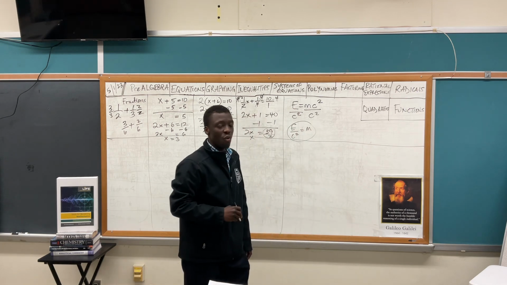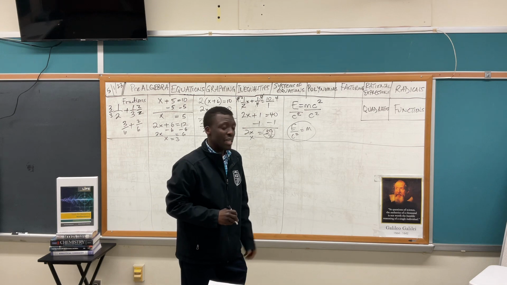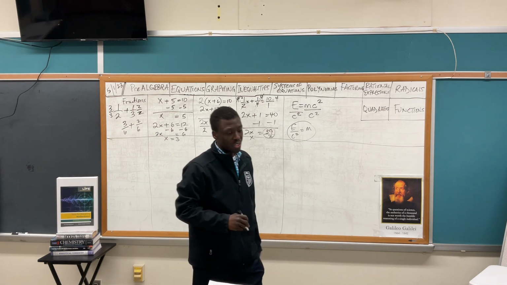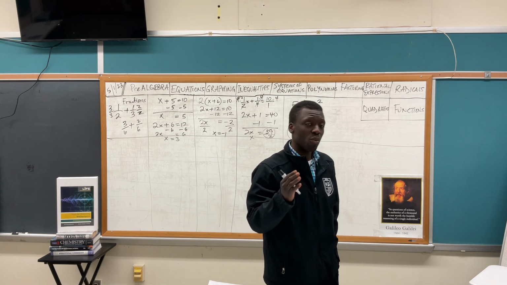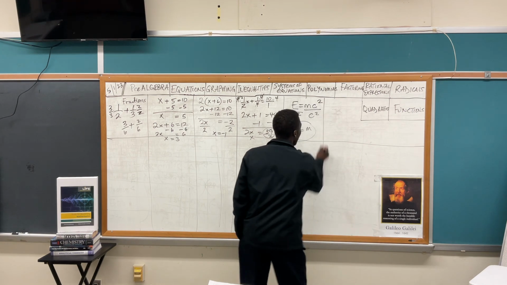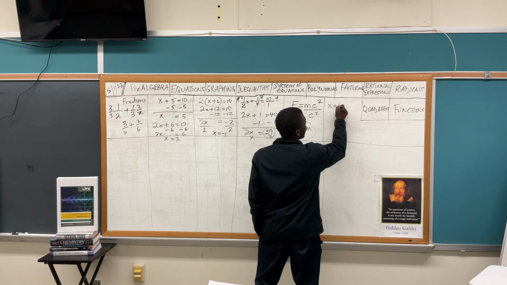We just solved for the variable m. Very good. Now we're going to move on to the next type of equation, which is called an absolute value equation. An absolute value equation could be a situation like this.